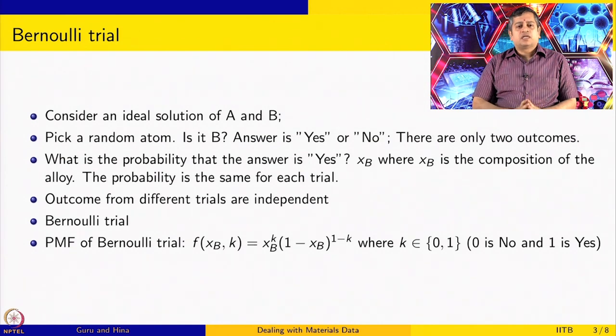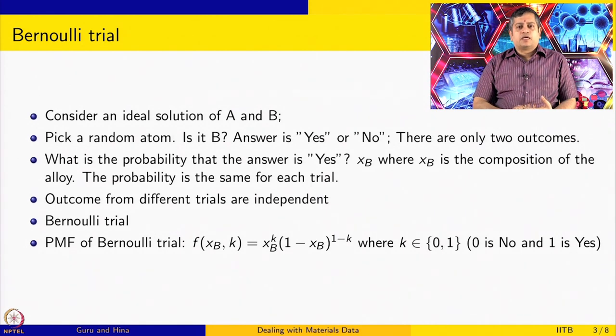assumptions that have gone in, and we are also going to assume that the outcomes from different trials are independent, that if you have made one measurement, it is not like the second measurement is going to be affected by your first measurement. So under these conditions, so that there are only two outcomes and the probability of the success is some p, and it remains the same for all trials, and different trials are independent. Such a process is known as a Bernoulli trial.